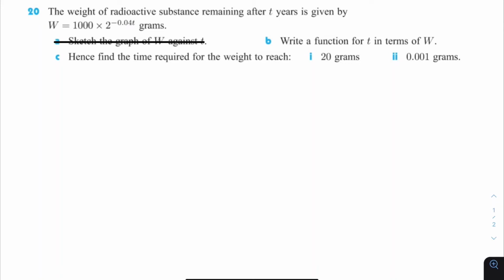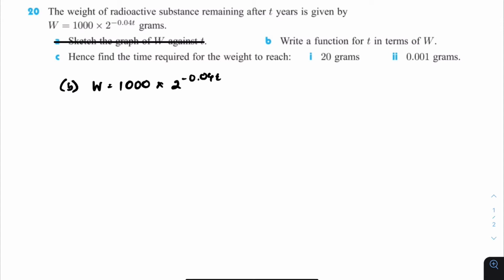Okay, so the weight of radioactive substance remaining after T years is given by W equals 1,000 times 2 to the power of negative 0.04 T grams. So question B, which is the question that we're going to be attempting, says write a function for T in terms of W. So we just have to rearrange the equation W equals 1,000 times 2 to the power of negative 0.04 T so that T is the subject.